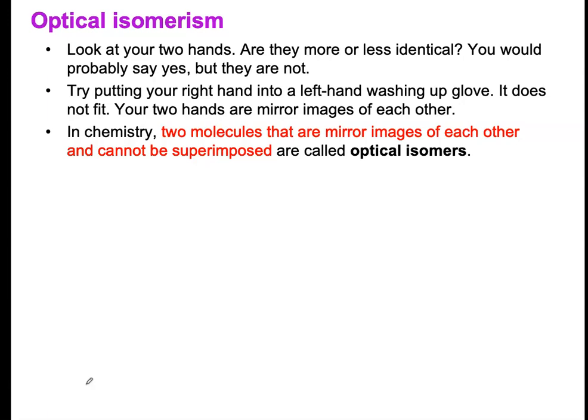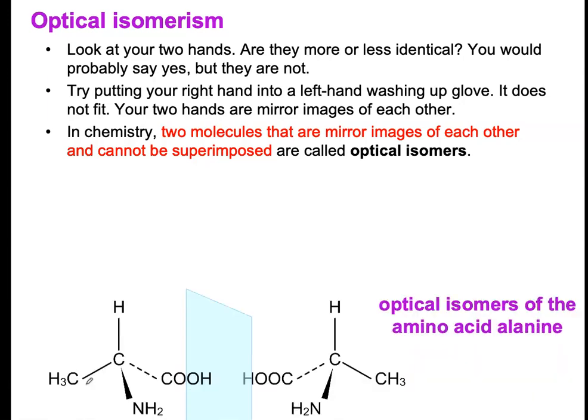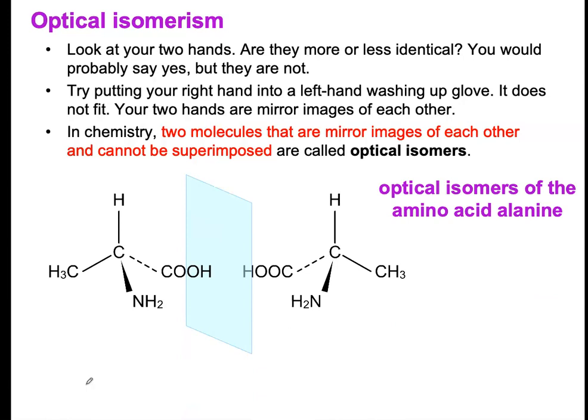So in chemistry, 2 molecules that are mirror images of each other and can't be superimposed are optical isomers. But there is another condition here. As I said, the carbon has to have 4 different groups attached to it, otherwise it's not an optical isomer. So let's look at this.